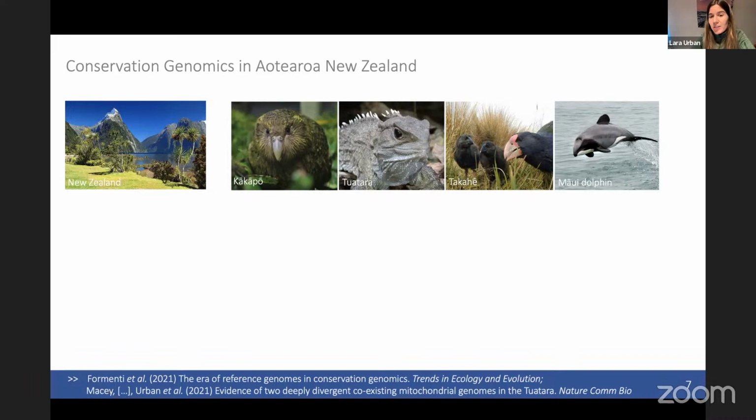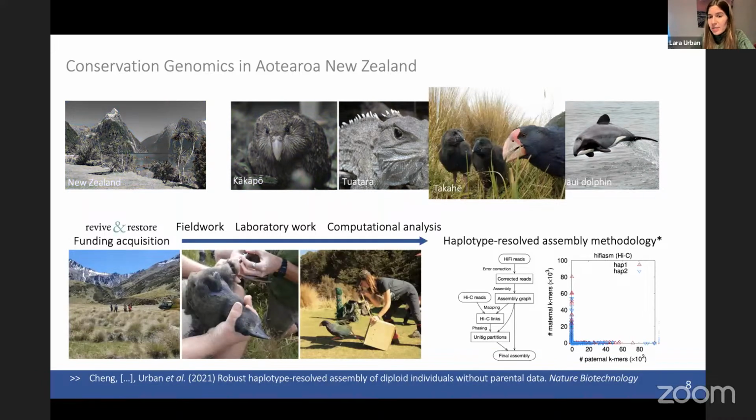My main project was actually on the takahe, a critically endangered rail species that is also flightless, and that has just increased to a population size of more than 500 individuals again, but is still really endangered. There I was establishing an entire protocol for a conservation genomic project, from funding acquisition to field work and taking the blood samples, to laboratory work, computational analysis, and also partially the development of certain computational tools that we needed.